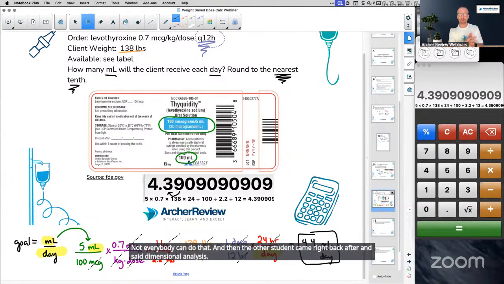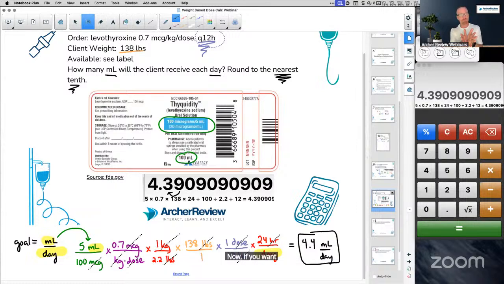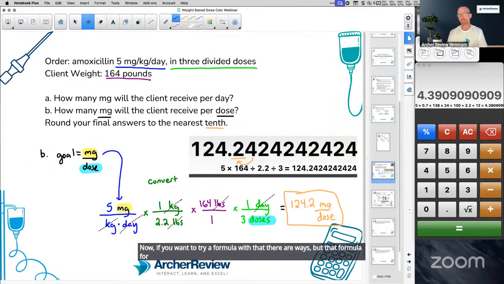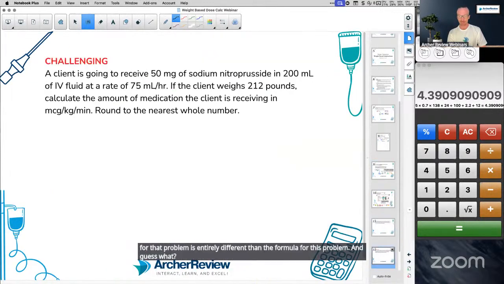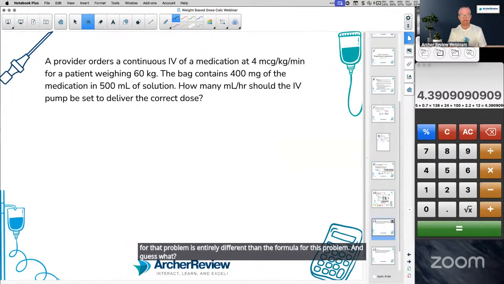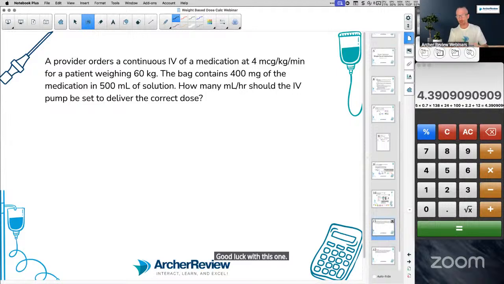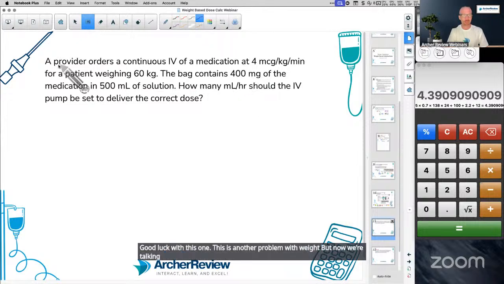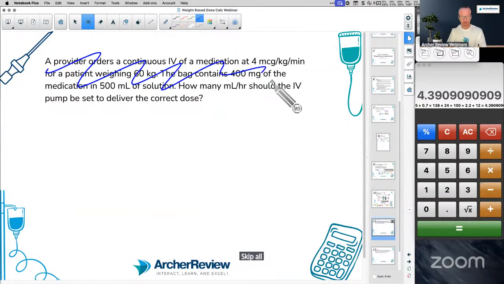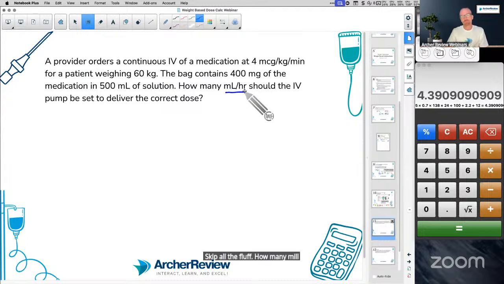Now, if you want to try a formula with that, there are ways, but the formula for that problem is entirely different than the formula for this problem. And guess what? Good luck with this one. This is another problem with weight, but now we're talking about infusions. Skip all the fluff. How many milliliters per hour?